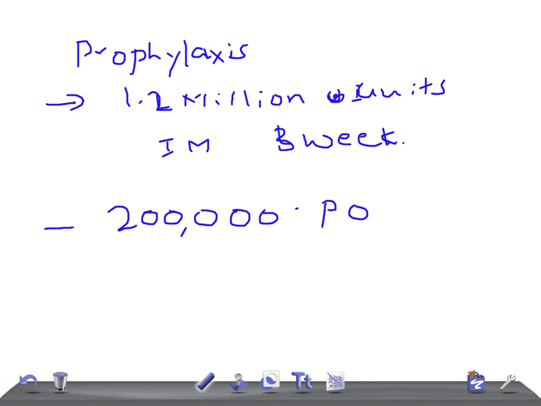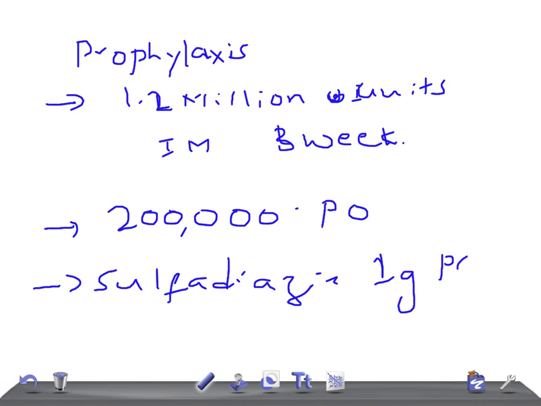Okay, or the other option you have is sulfadiazine, given 1 gram orally, once per day. So we have prophylaxis: benzathine penicillin G, 1.2 million units IM every 3 weeks, or penicillin 200,000 units orally 3 times a day, and another option is sulfadiazine, 1 gram orally once per day.